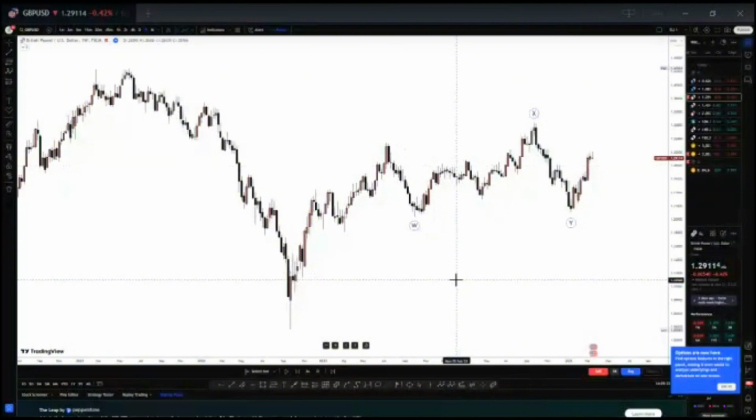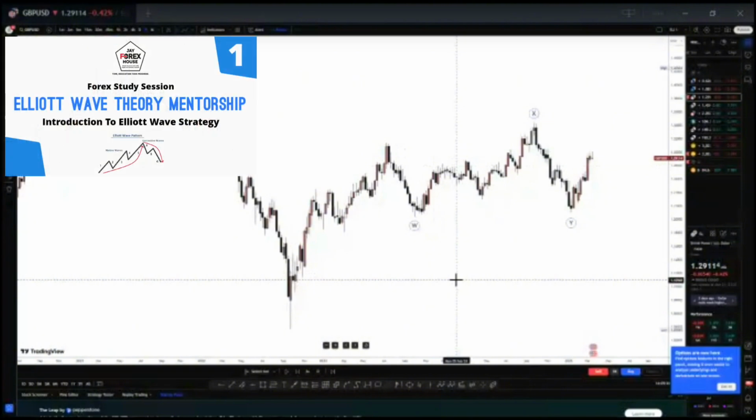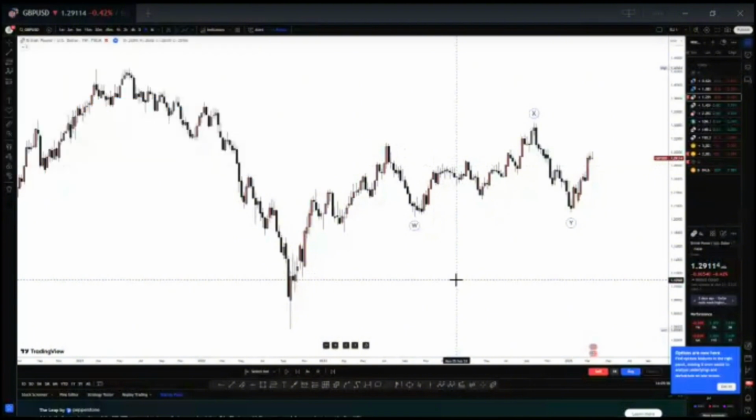Since we concluded the mentorship program, we haven't really had an analysis using Elliott wave where I break down the chart and also show you guys what I think using this particular strategy. So by now, I am assuming that we have all gone through the mentorship program, and we have some insights on how to use Elliott wave.